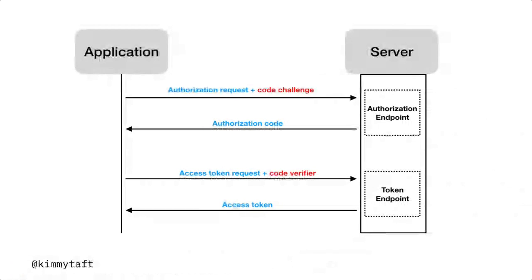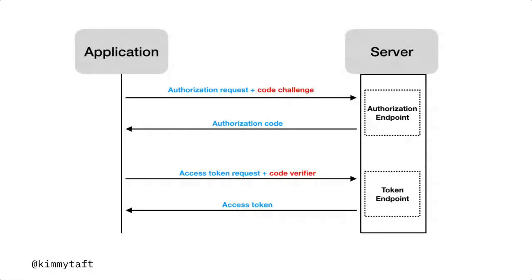Okay, so this is a diagram of how PKCE actually works. So when the application makes an authorization request to the server, it includes the code challenge. Optionally, it can include the code challenge method as well at this step. The server returns the authorization code, and later on when the application is making a request to the token endpoint, it includes the code verifier.